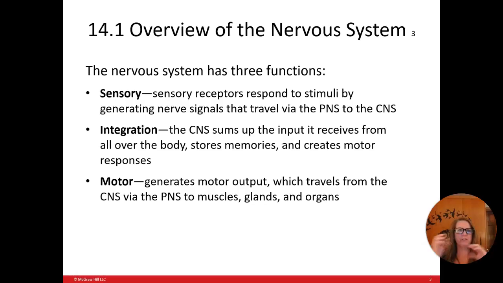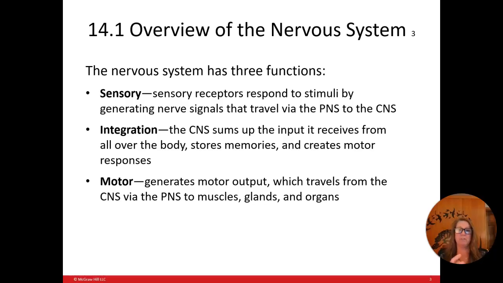It's going to take all the input that it receives, and then it's going to store memories, and it's going to create motor responses. Okay, what is the motor? The motor division is part of the peripheral nervous system, and this is what happens when there is information to go back from the central nervous system to the peripheral nervous system to cause something to happen. The way your book defines it is that the motor division of the peripheral nervous system generates motor output.